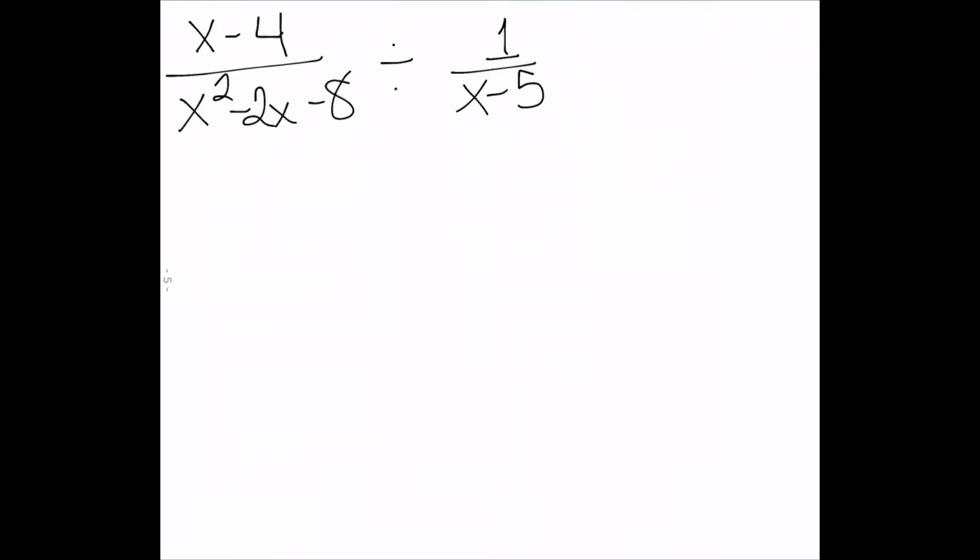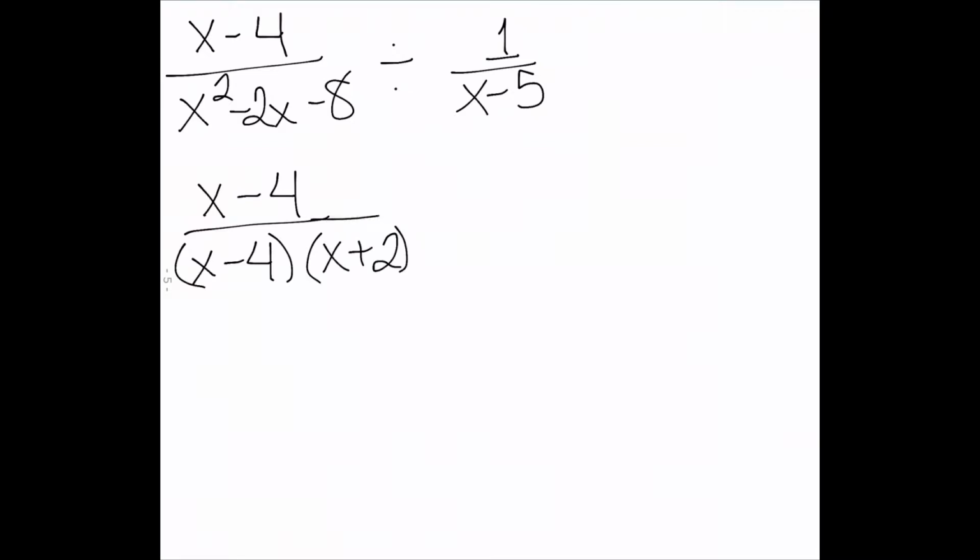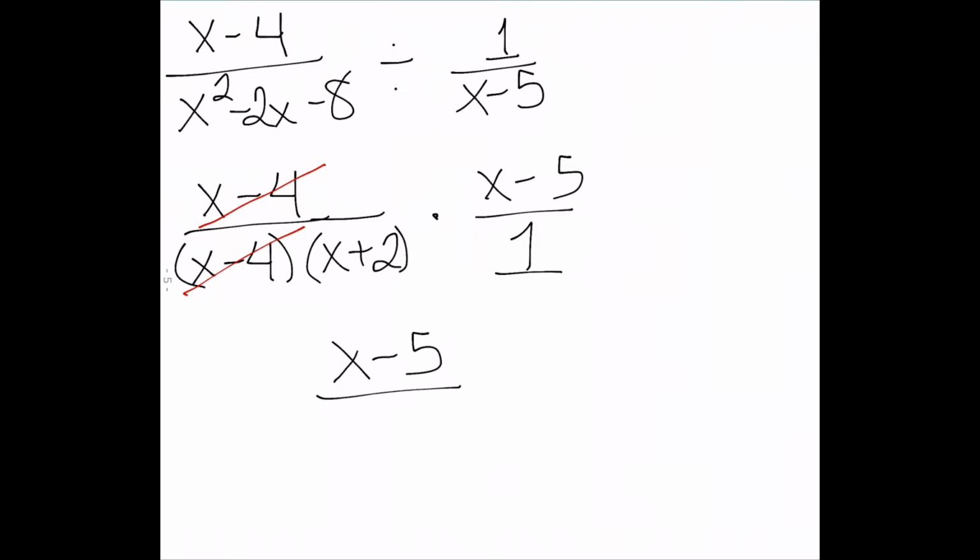Let's look at this example. The top of this does not factor, but the bottom does. And it would factor into x minus 4, x plus 2. For the second fraction, we flip it over and multiply. So x minus 5 over 1. We can now see that the x minus 4's cancel since they're the same on the top and the bottom. And then that gives us the final answer: on the top, x minus 5, and on the bottom, x plus 2.